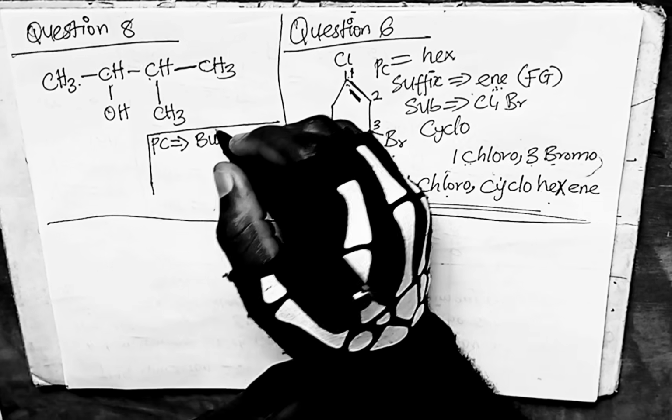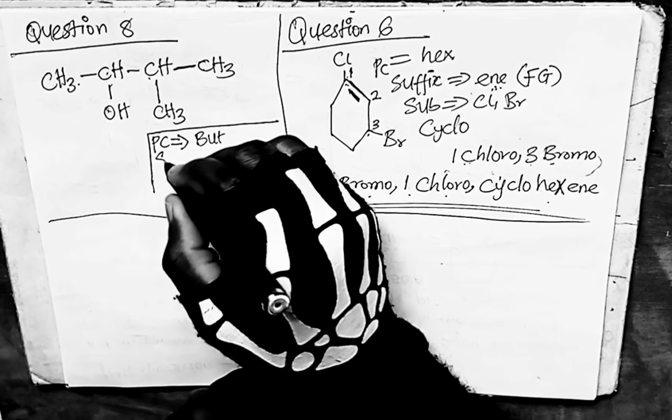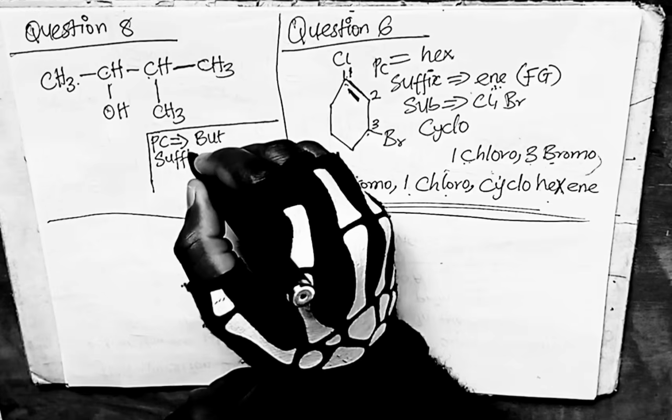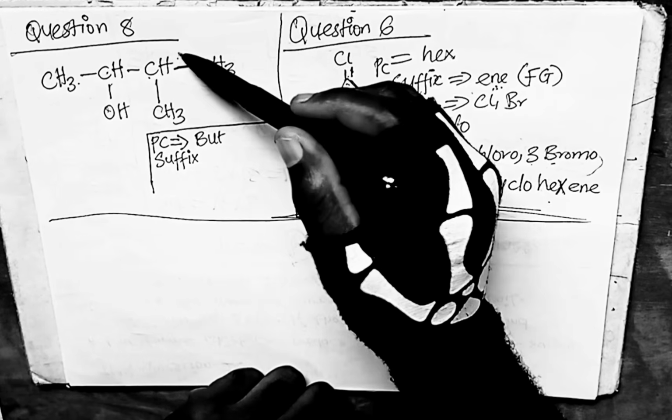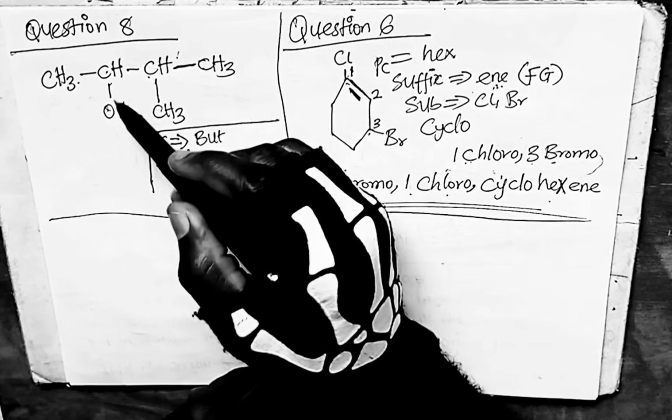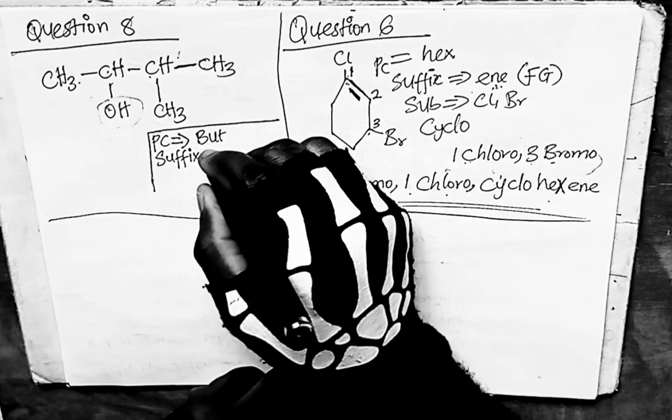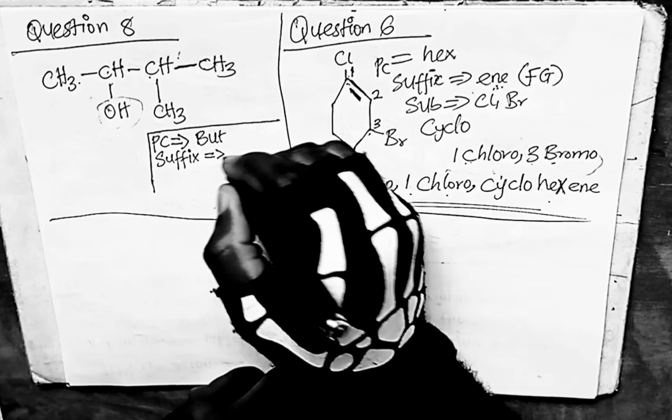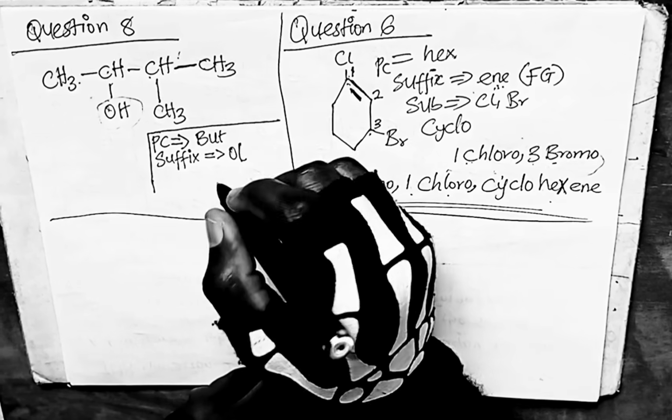So what are we to do next? Let's find the suffix, since we have the prefix. So what is it going to end with? Do we have a double bond here? No. Do we have a functional group here? Yes, we have a functional group, OH, which is the "-ol". So the suffix is "-ol". We end in "-ol".